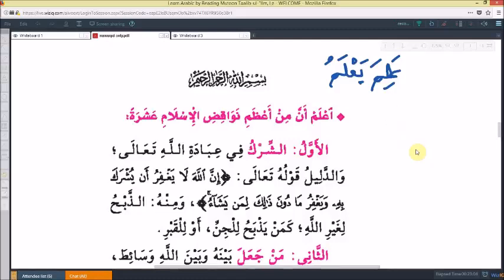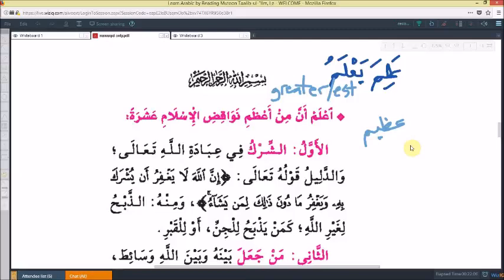Know that min a'zam. Min here is from. A'zam comes from azim. A'zam is the ismu tafdil, or the superlative form. Like we say, great. That's azim. And then a'zam is greater or greatest. There's no difference between greater and greatest except in the context in Arabic. There is no ER and EST like we have in English. Rather, in Arabic, they're both the same. Depending on the context, you'll know to say greater or greatest. Here it means greatest. Min a'zami, from the greatest.